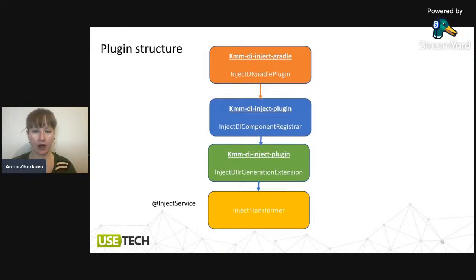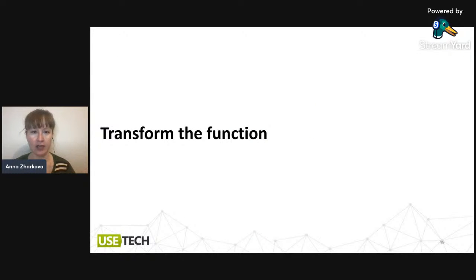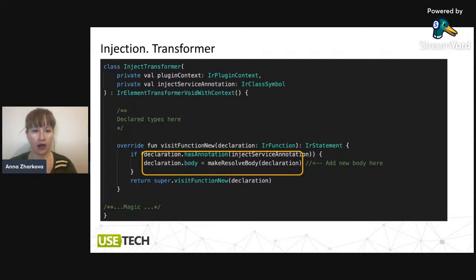So let's begin. We will add our transformer that will help us add the declared body. We haven't specified a body, but we need to transform the declaration to add this. Our transformer needs to implement the element transformer void with context entity and override the visit function methods. Of course, if you would like to transform the class, you need to implement other methods.